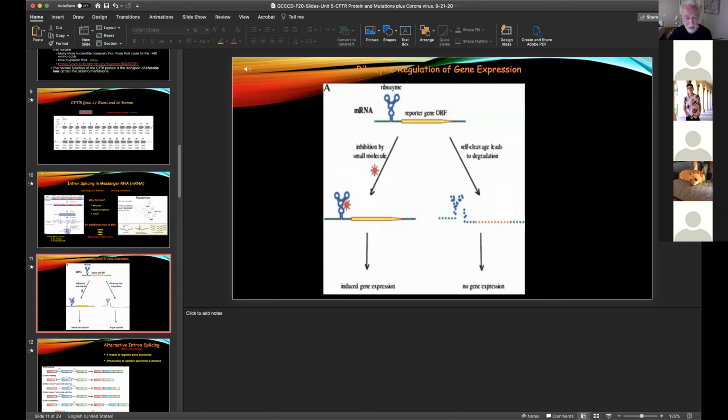Ribozymes can be involved in gene regulation. This slide shows how that can happen. There are other ways, but if a ribozyme is encoded near the coding sequence of a gene, on the left you see if it's inhibited, the gene can function. But if it's not inhibited, the ribozyme will cleave itself, destroy itself essentially, and the gene isn't expressed. So it's a way of determining whether a gene is expressed or not.